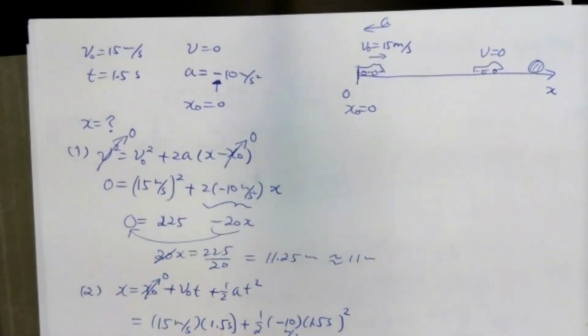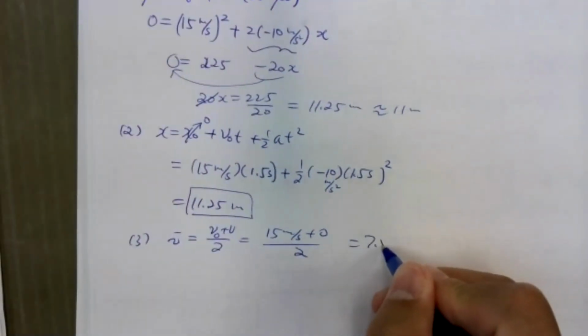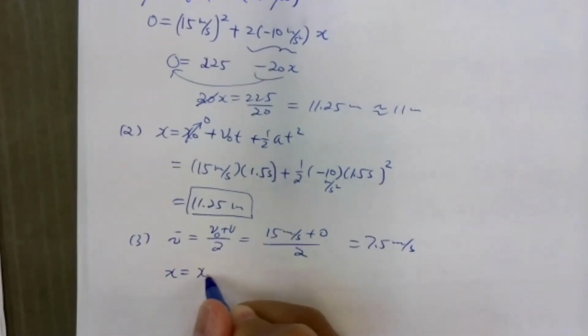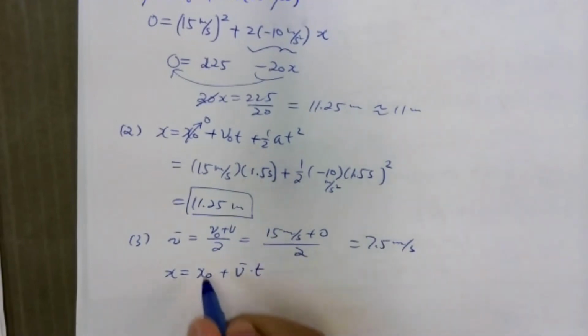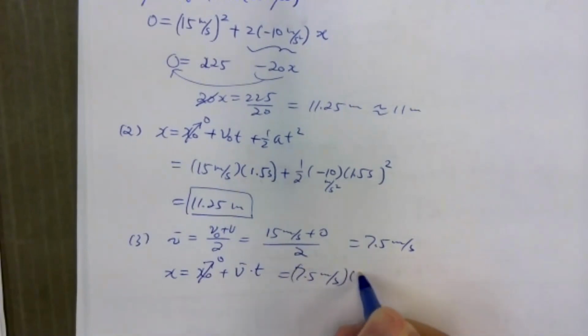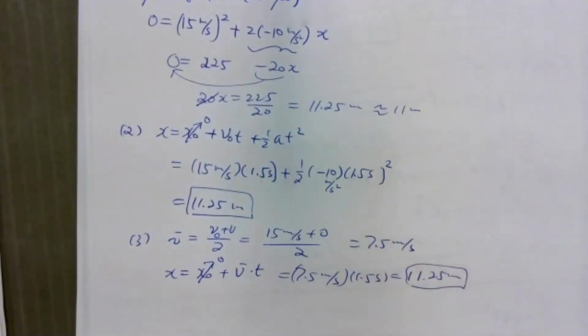Also, as I said, you can use the second equation first to figure out your average velocity, 1/2 (v0 plus v), which will be just 15 meters per second plus 0, divided by 2. So 7.5 meters per second, okay? And then use that in the first equation, x equal to x naught plus v average times t. So x naught is 0. Then 7.5 meters per second times 1.5 seconds, okay? Should be the same. So again, you can have multiple ways of solving this, okay?